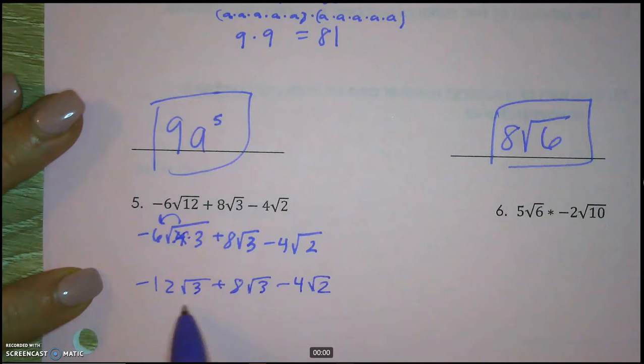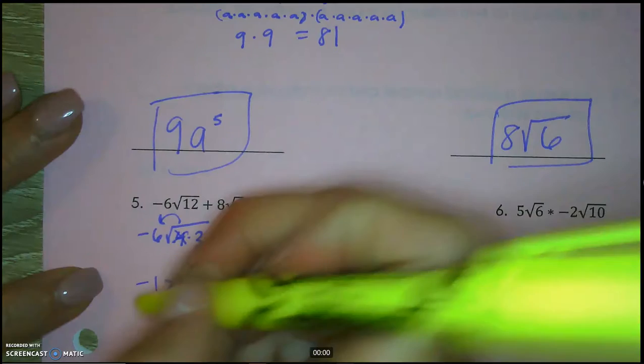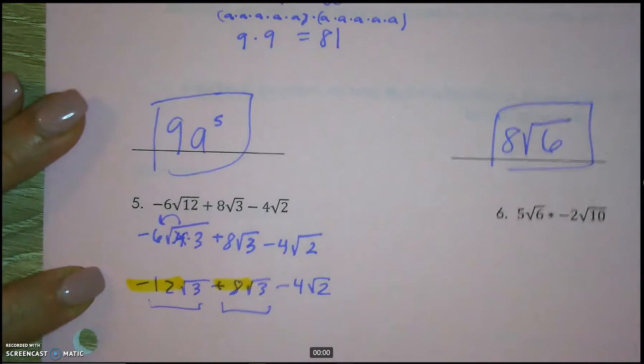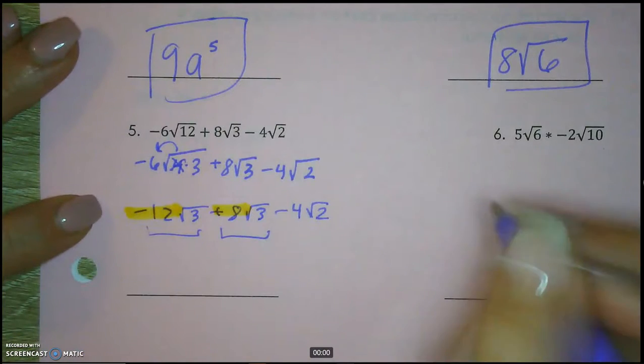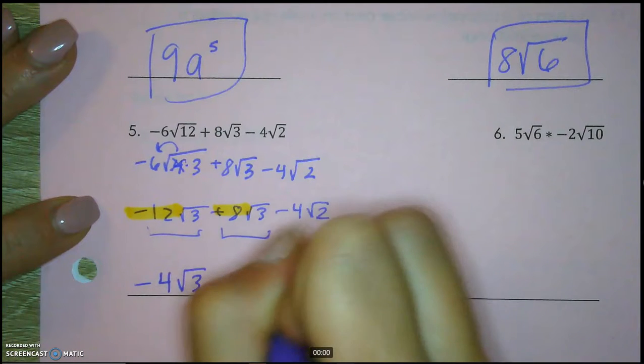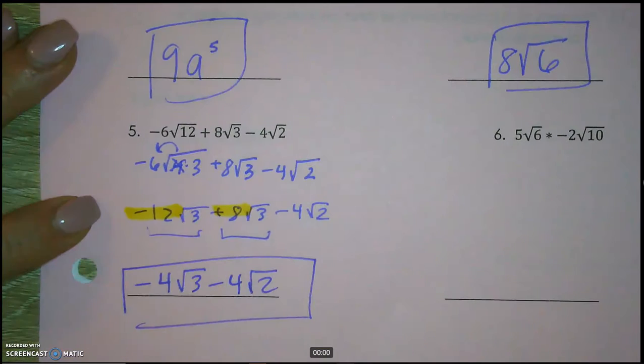Now let's see. Like term, like term. So let's combine the coefficients. Negative 12 plus 8. Let me slide my paper up. It's going to give me negative 4 rad 3 minus 4 rad 2 as my final answer.